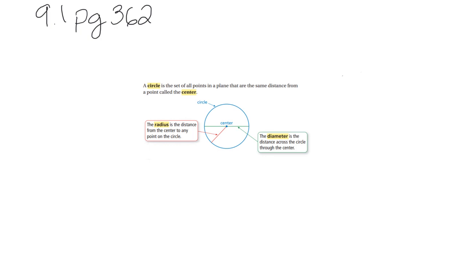Now, we have two important terms. One is the radius. That's the distance that is halfway across the center. And the diameter, which is the distance all the way across the center. So the diameter is twice the radius. The radius is half the diameter.